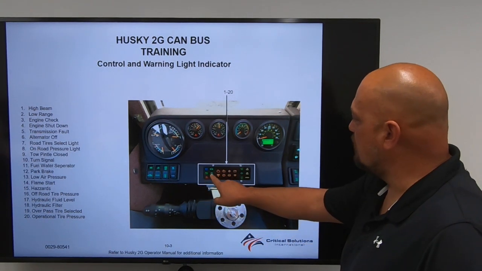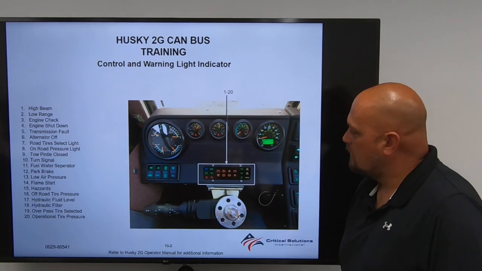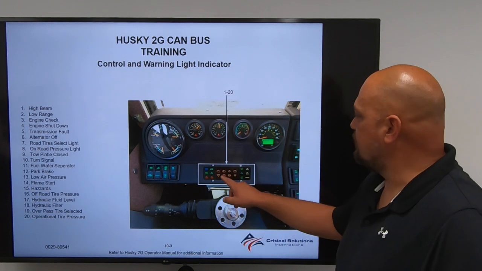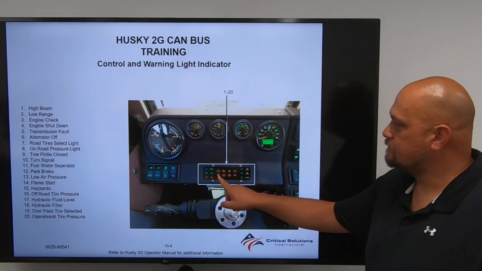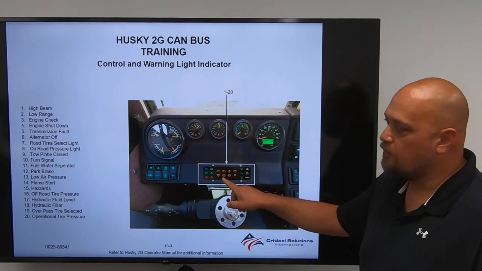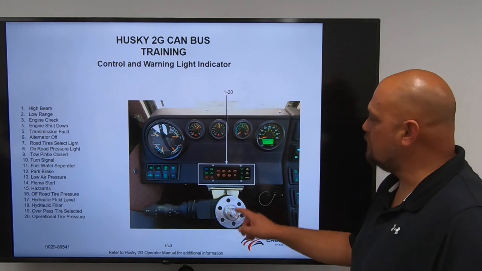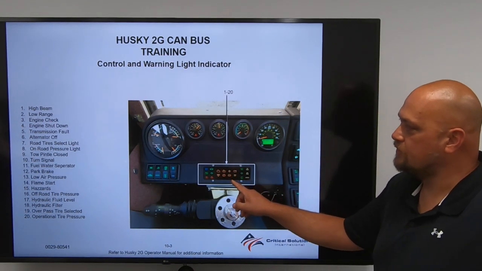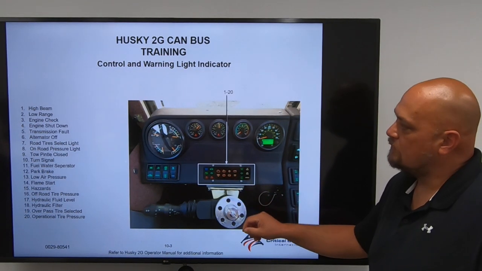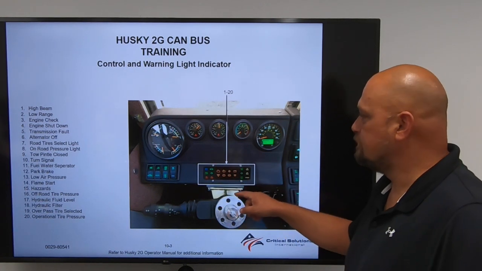Item number 10 is on either side. That is our turn signal. Item 11 is a fuel water separator. Item 12, the P is our park brake. Item 13, low air pressure. Item 14 is our flame start. It'll be 2 coils.